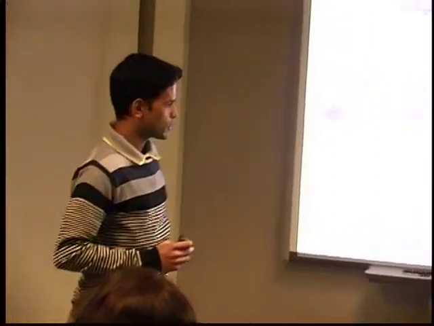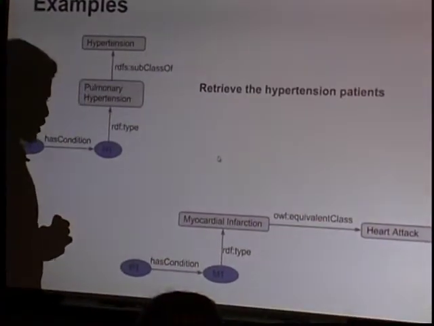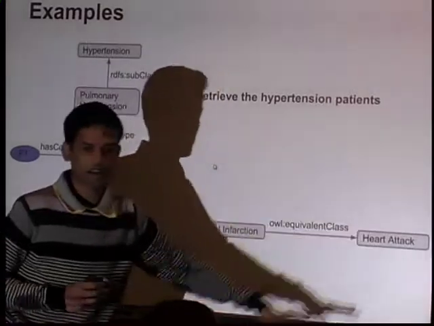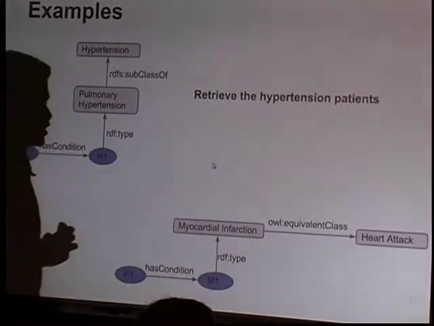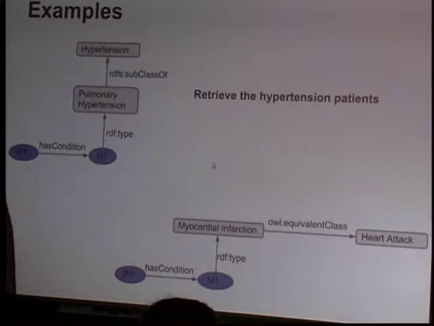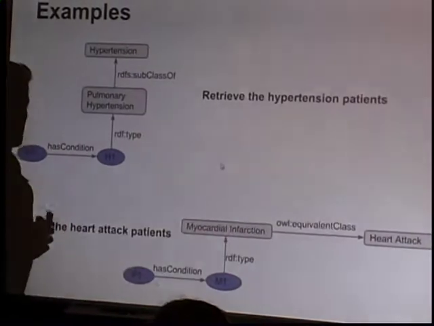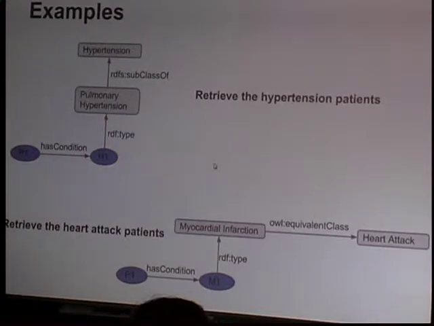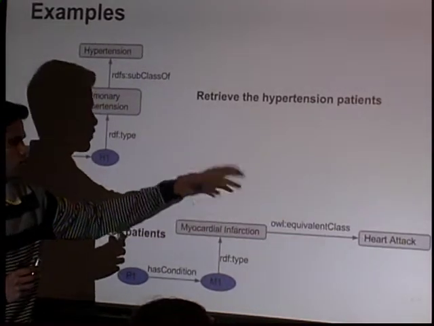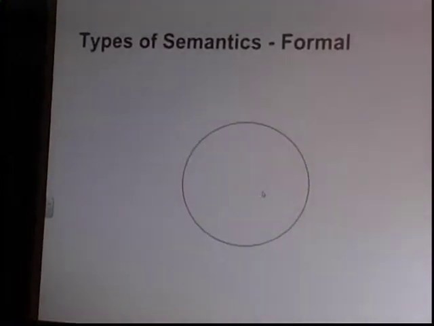One more example here, which is a little more interesting. In my knowledge base, I know myocardial infarction is equivalent to heart attack. And at my data level, I have a patient with condition myocardial infarction. Now if somebody asks me, give me all your heart attack patients, I am still capable of saying that P1 is a heart attack patient because I know that myocardial infarction is the same as heart attack. So you can represent such semantics explicitly with formal constructs and derive more knowledge. Okay, let's get into a little more interesting example here.